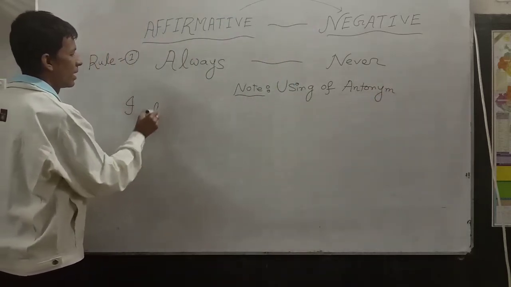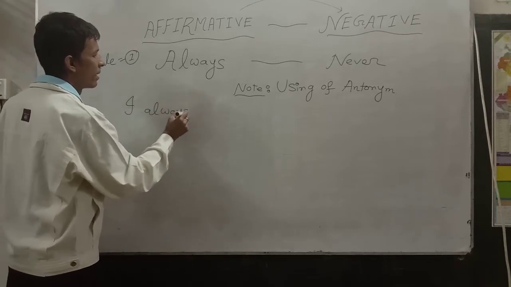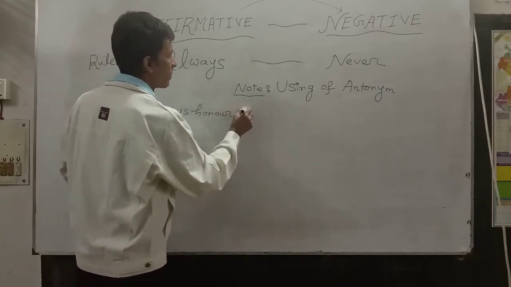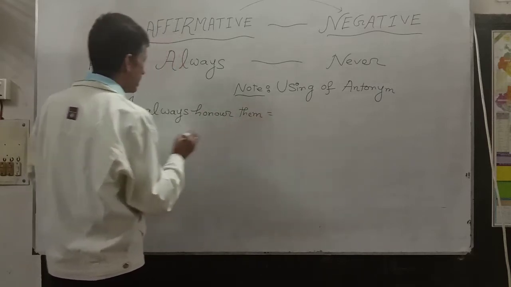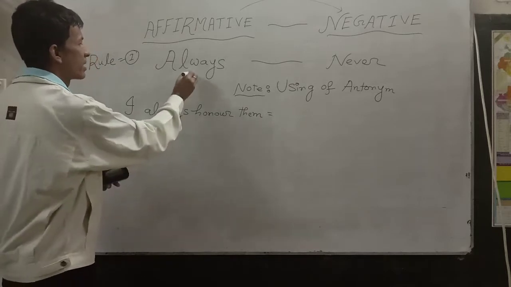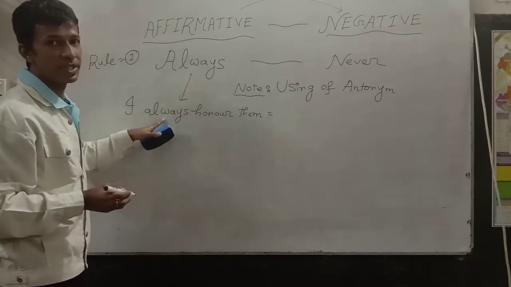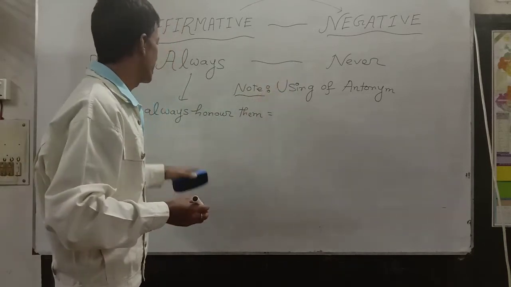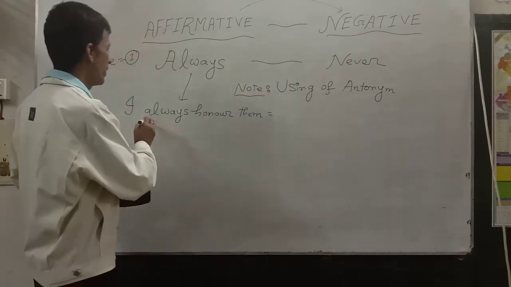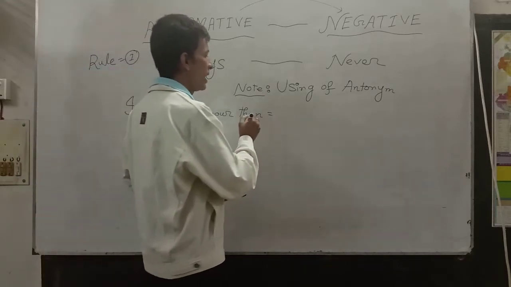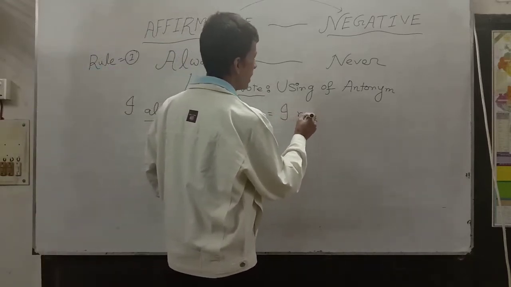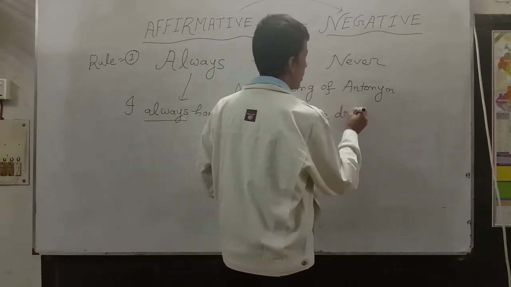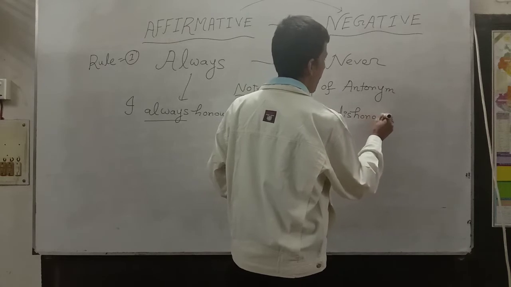I always honor them. This is an example of an affirmative sentence including always. Such a sentence will be transferred into negative by using never in the sphere of always. So the answer will be: I never dishonor them.